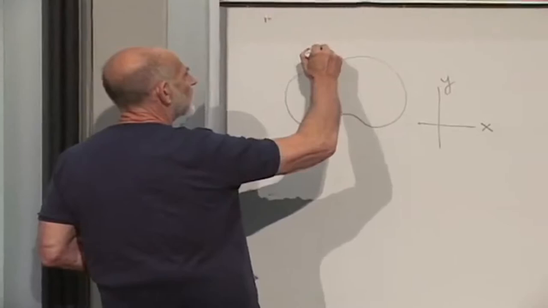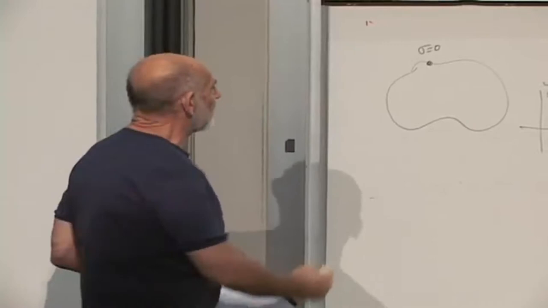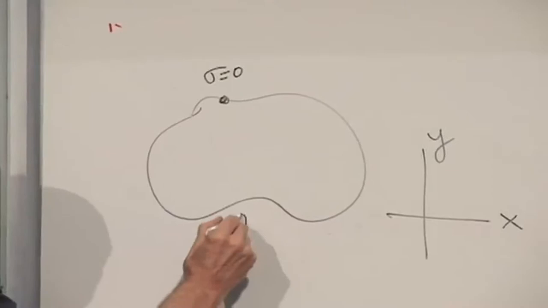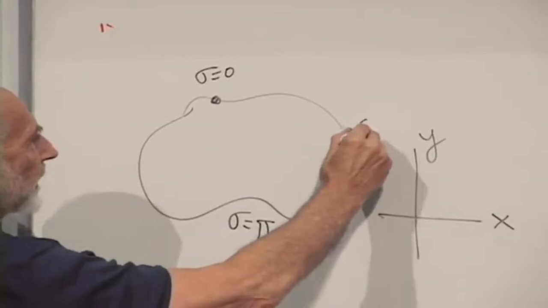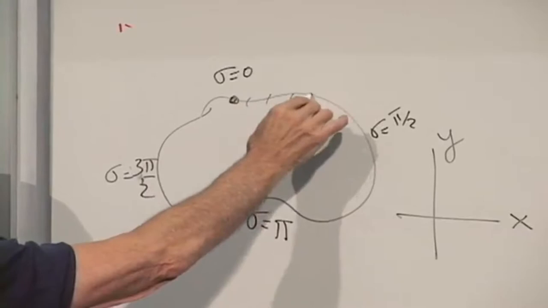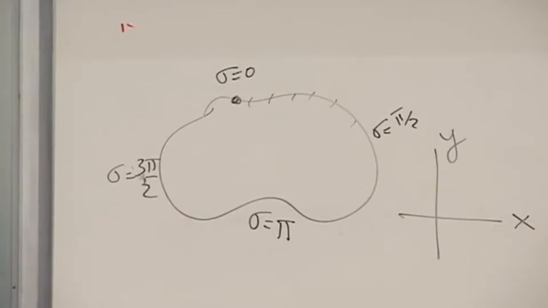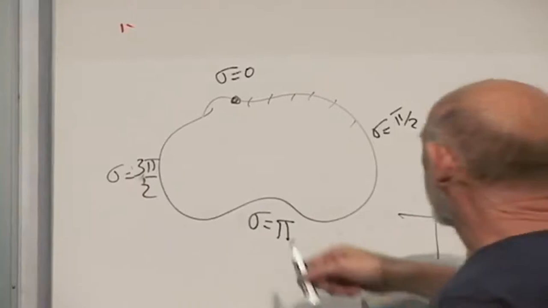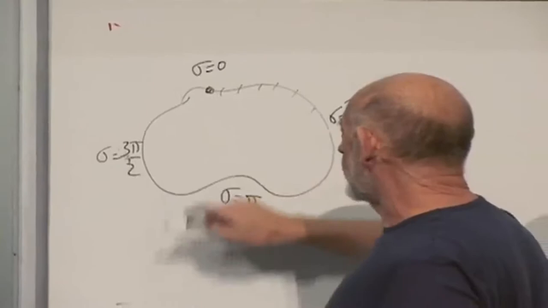If we had a little pen and we could mark the string, we would mark it at sigma equals 0 over there. Then halfway around would be sigma equals pi. A quarter of the way around would be sigma equals pi over 2. And three quarters of the way around would be sigma equals 3 pi over 2. And we're imagining that there's a directionality along the string, the directionality of increasing sigma. There's a sense of a kind of arrow along the string which tells us which direction sigma is increasing, and it's this way.